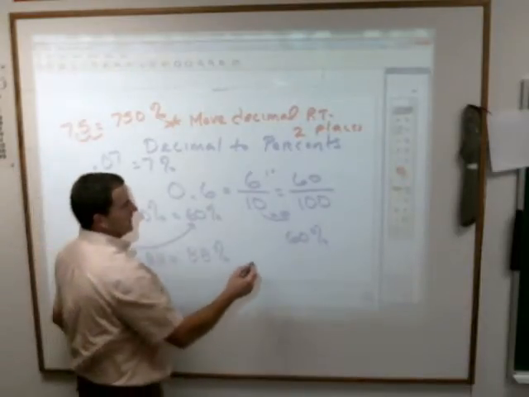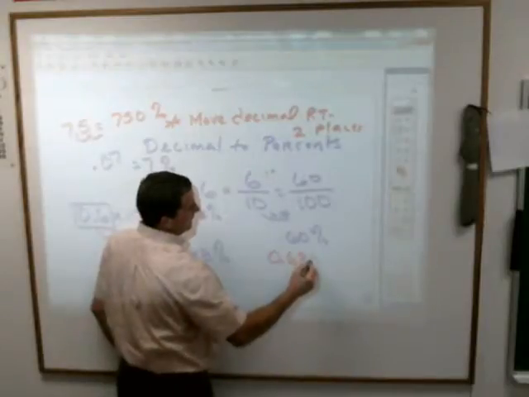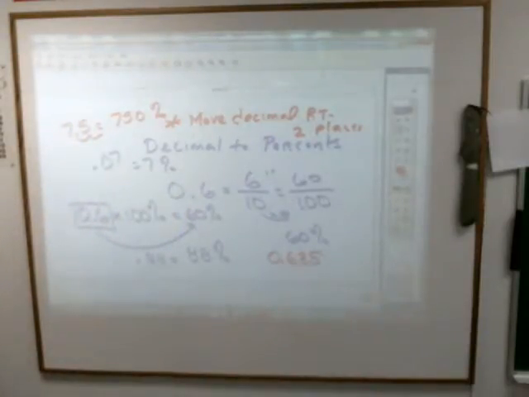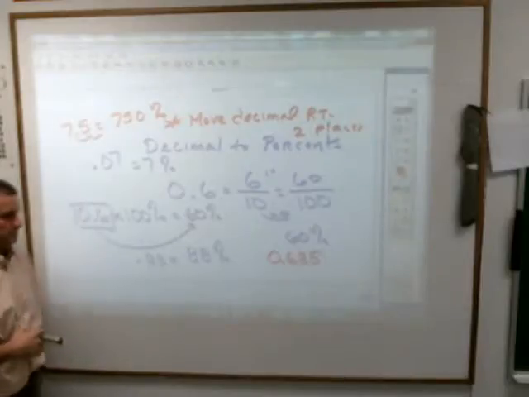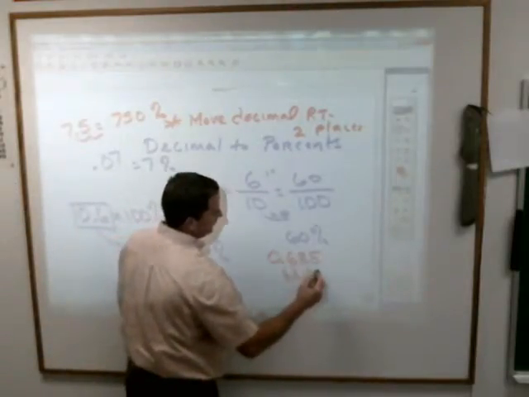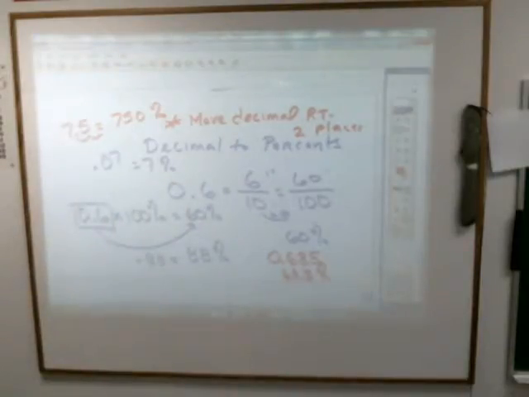What if I had 0.635 and I said what percent is that? Rule doesn't change, just move the decimal 2 places to the right. Evan? 63.5%. Life is good as we know it.